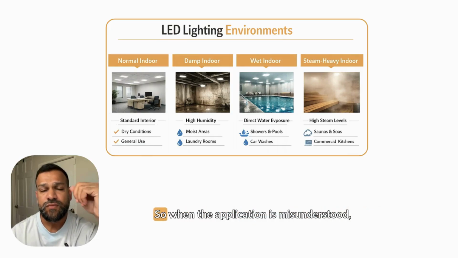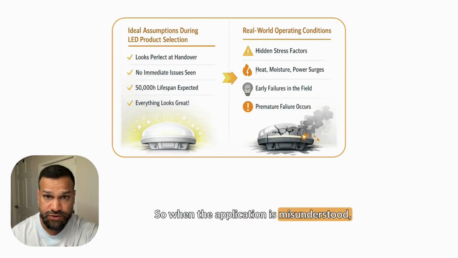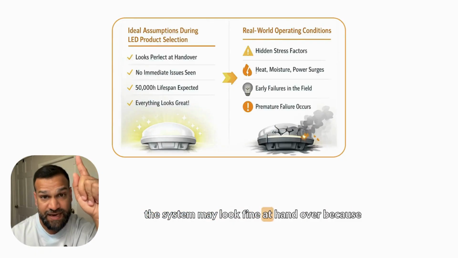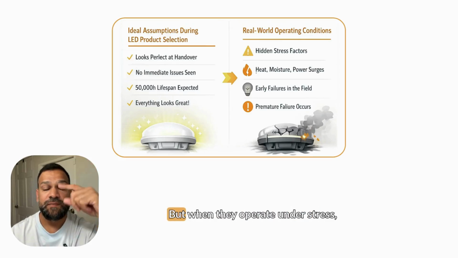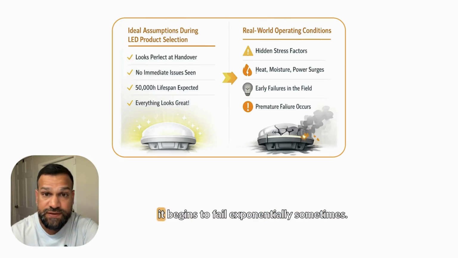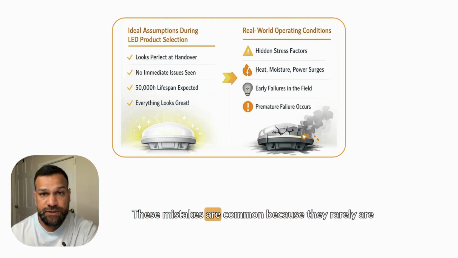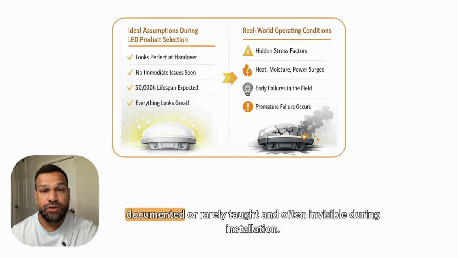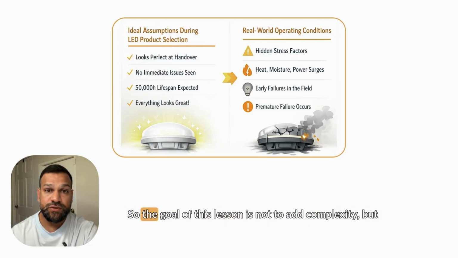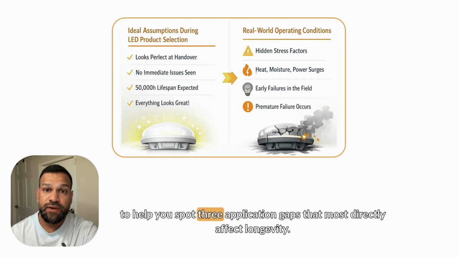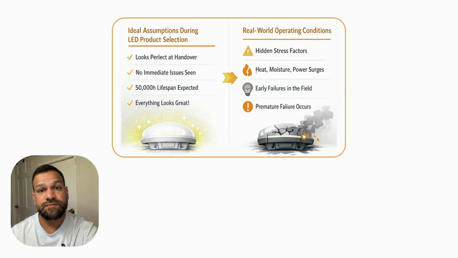So when the application is misunderstood, the system may look fine at handover, because this is where it all slips through. But when it operates under stress, it begins to fail, sometimes exponentially. These mistakes are common because they are rarely documented, rarely taught, and often invisible during installation. So the goal of this lesson is not to add complexity, but to help you spot the 3 application gaps that most directly affect longevity.